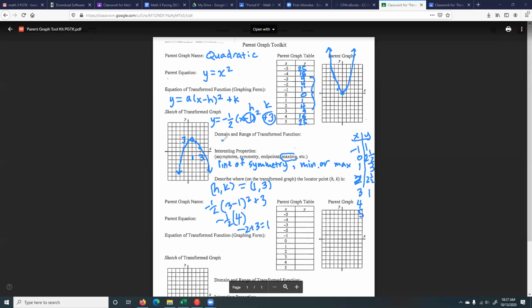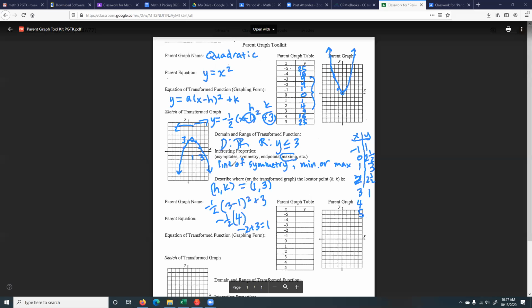Let's see. Ooh, domain and range. Domain for this is all real numbers, because it goes that way forever. Range goes from here down, so it goes from 3 down. So y is less than or equal to 3.